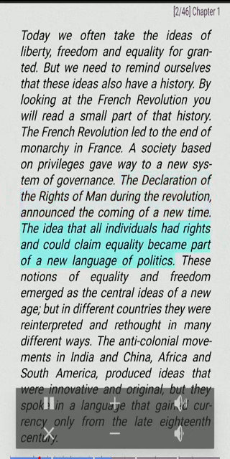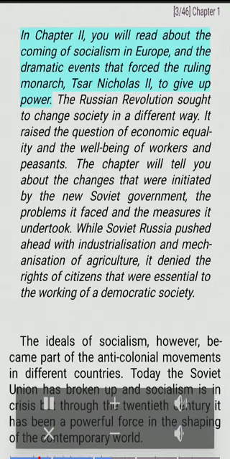The Declaration of the Rights of Man during the Revolution announced the coming of a new time. The idea that all individuals had rights and could claim equality became part of a new language of politics. These notions of equality and freedom emerged as the central ideas of a new age. But in different countries they were reinterpreted and rethought in many different ways. The anti-colonial movements in India and China, Africa and South America produced ideas that were innovative and original, but they spoke in a language that gained currency only from the late 18th century.